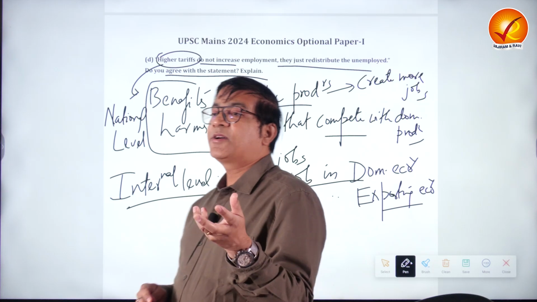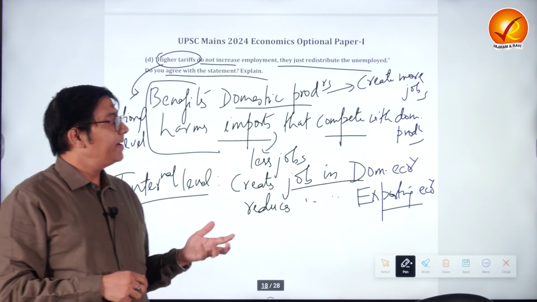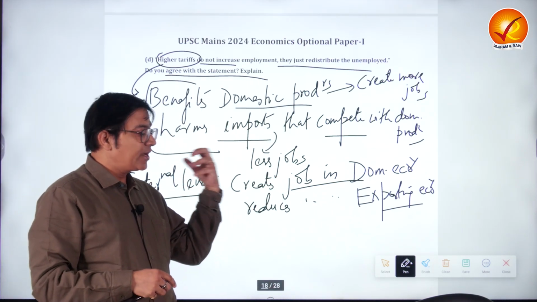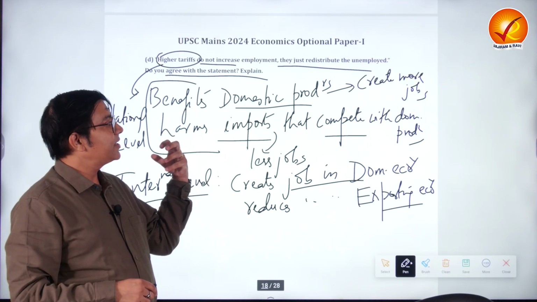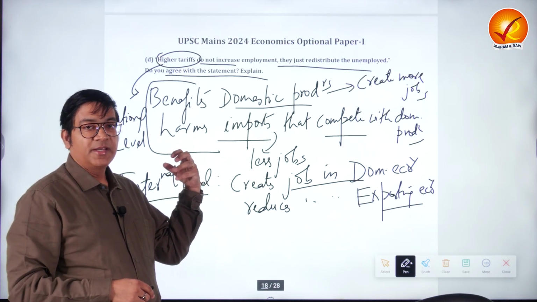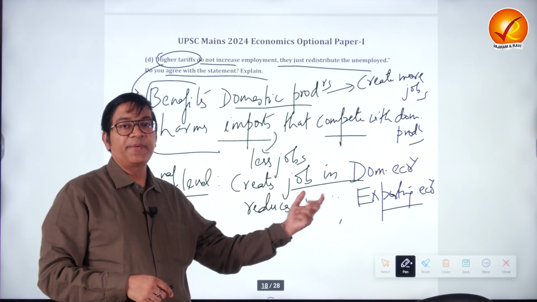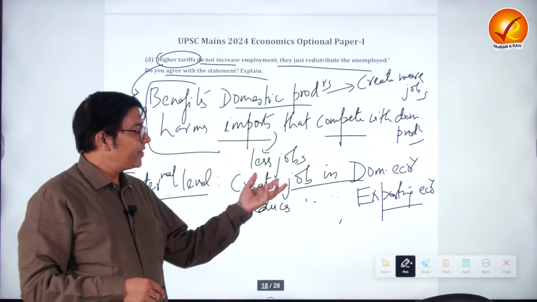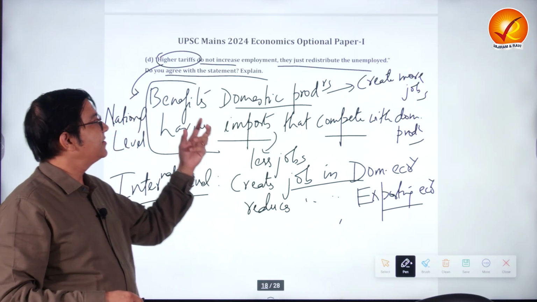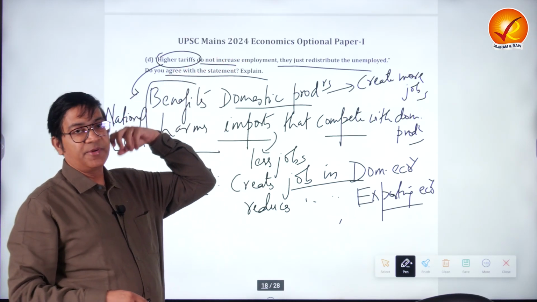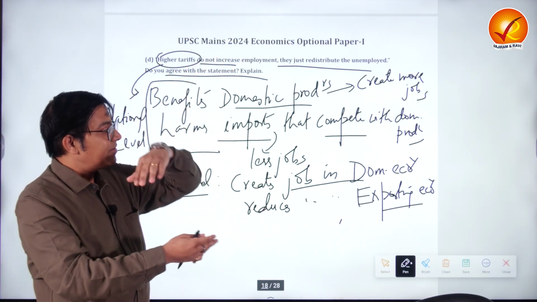There are other complicated things. It is possible that in the importing country, that product is labor intensive. Okay. And in the exporting country, it is capital intensive. If in the importing country it is labor intensive, there will be net benefit in employment, and vice versa.